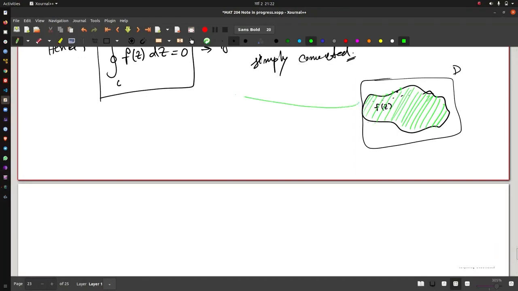Then you would have this condition. A closed loop, closed contour integral would result in a 0. Okay. Now, using this result, we can derive some important and interesting results as well.